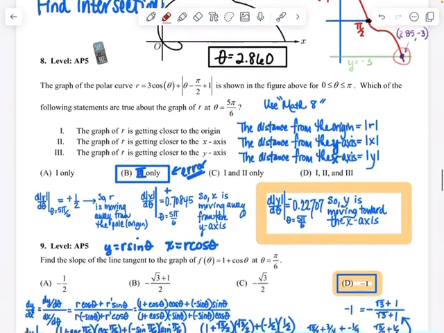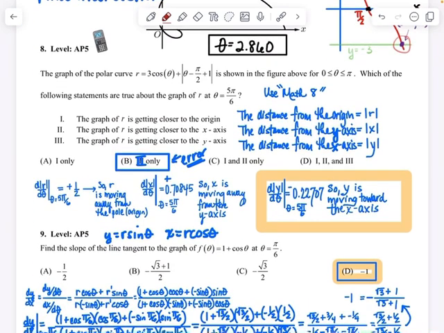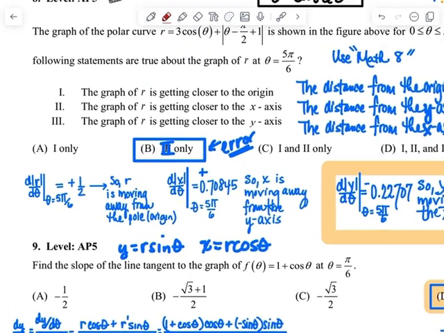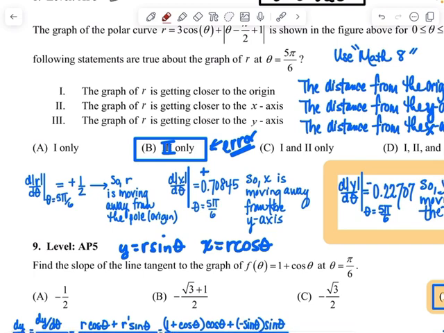All right, so the next one, we have a level 5 for this graph. Now, if you look at the function, you have that there. It says the graph of the polar curve that's given is shown in the figure from 0 to pi. Which of the following statements are true about the graph of r at theta equal to 5 pi over 6? The first thing I'm going to do is take the derivative of the absolute value of r. These are all going to be positive r values then.